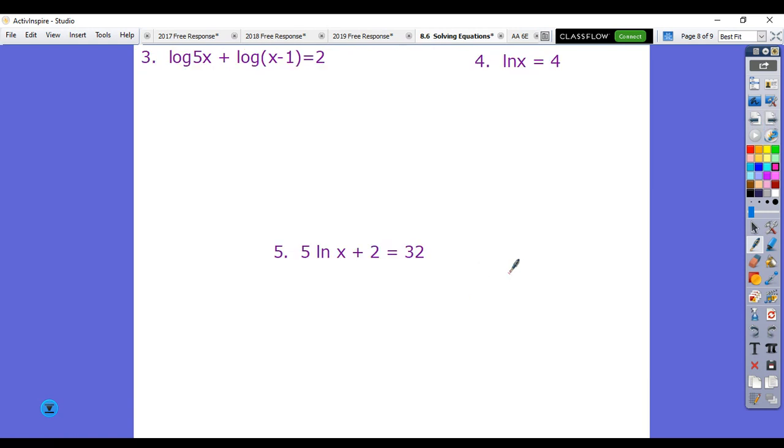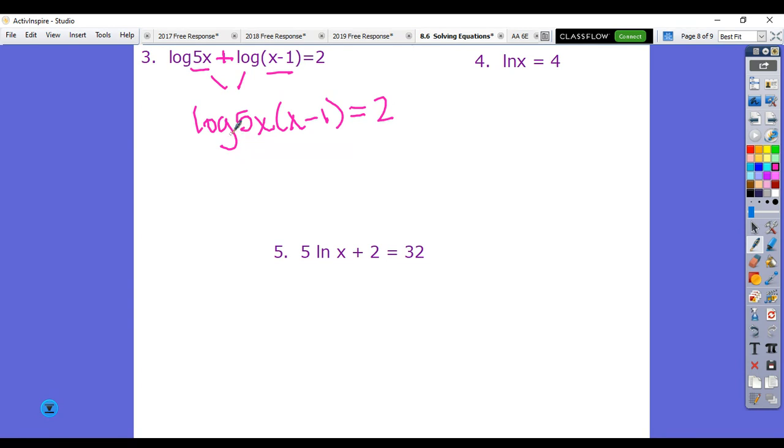All right, last few here. Anytime you have more than one log on a side, you first need to condense. So think of your log properties. When you add logs, you have to multiply the quantities together. So I'm going to condense into one log and take 5x times x minus 1, and that equals 2.